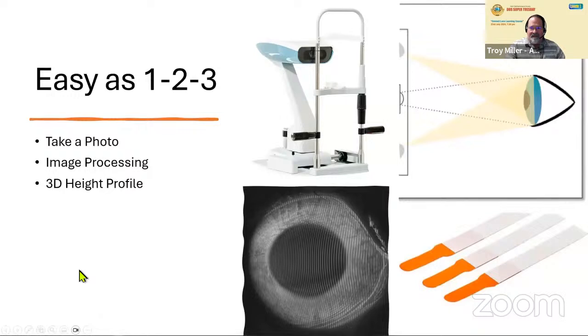These systems are fairly easy to use. They do take some training and understanding how the systems work. But once you get through the training procedure and some of the finer points of operating each system to their own requirements, then the process is easy. It's easy as 1, 2, 3. You just take the photo, image processing occurs, and a 3D height profile is then available. That 3D height profile is what is specifically used to generate a freeform lens design.